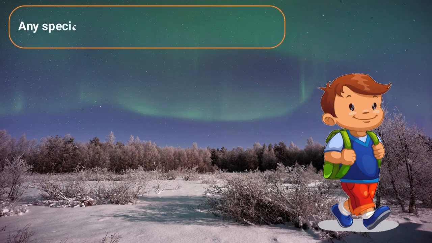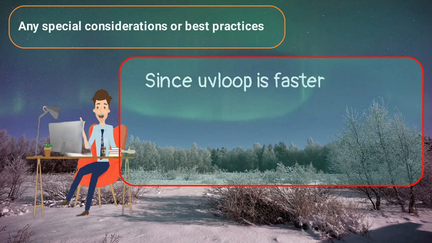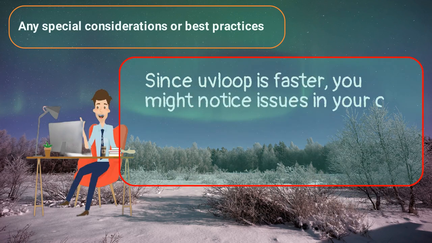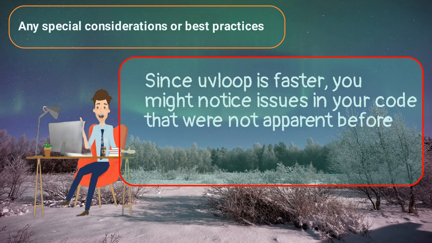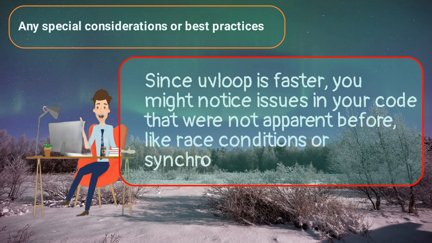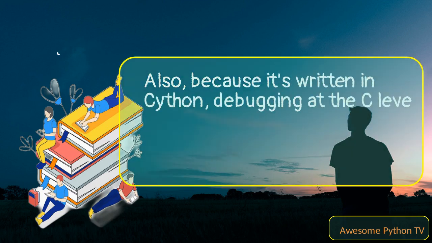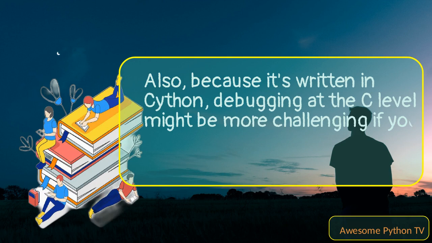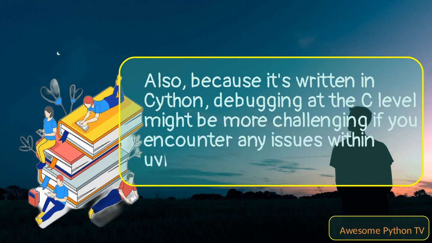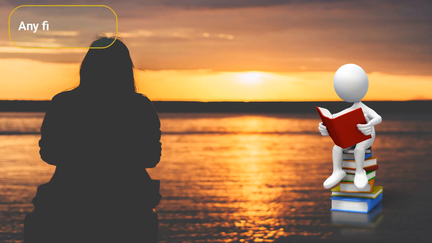Makes sense. Are there any special considerations or best practices when using uvloop? Since uvloop is faster, you might notice issues in your code that were not apparent before, like race conditions or synchronization problems. Also, because it's written in Cython, debugging at the C level might be more challenging if you encounter any issues within uvloop itself. Okay, I'll keep that in mind.